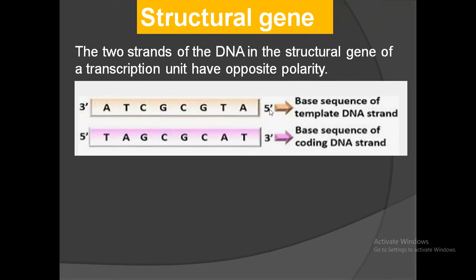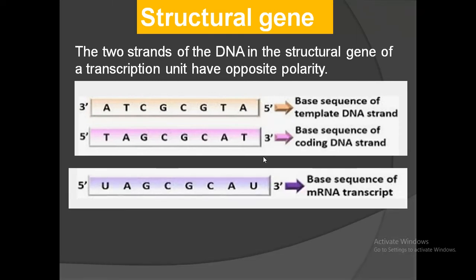The first one is the template strand. The polarity of the template strand is 3' to 5'. The template strand will be copied into mRNA. The other strand is the coding strand. The coding strand at its ends contains the promoter and terminator. And the newly formed mRNA is complementary to the template strand.